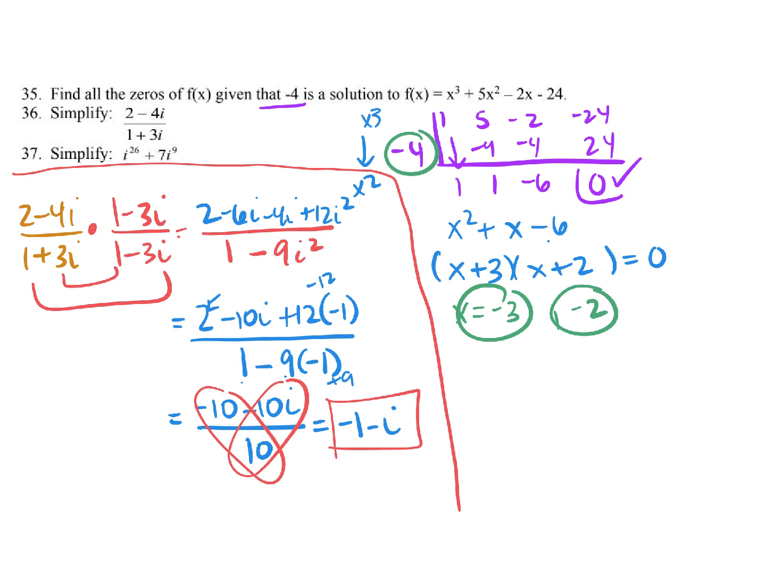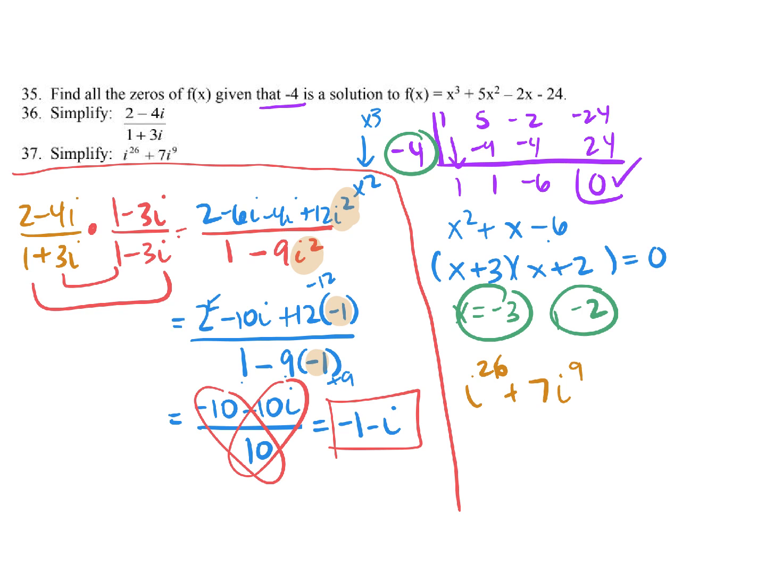This is getting messy, sorry. So let's see. The last question is 37. 26, my bad. 7i to the 9th. All right, so earlier I said this piece about i squared being equivalent to negative 1.